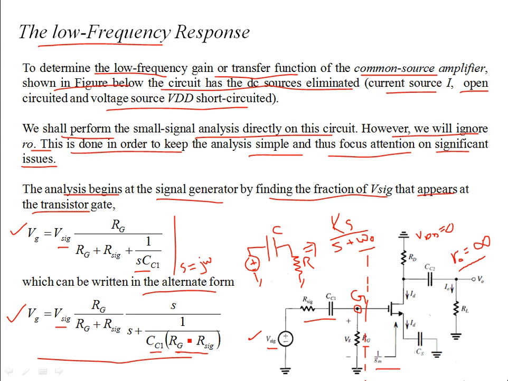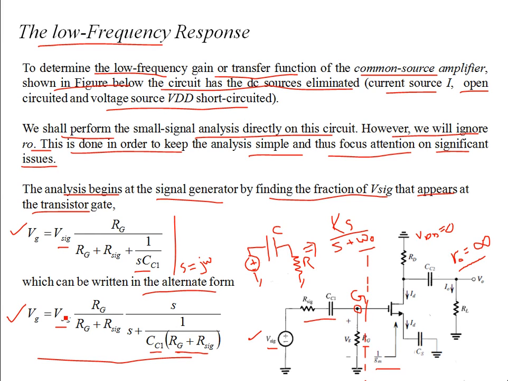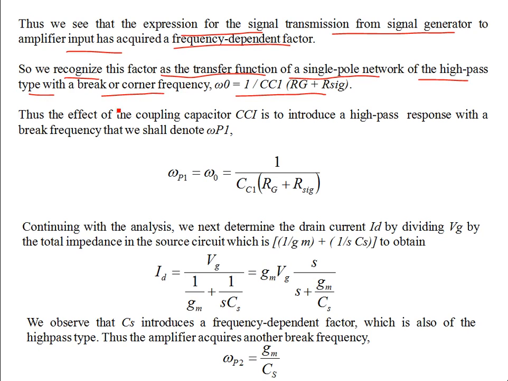So in terms of those external circuit parameters, we have the break frequency, or the 3 dB frequency, which appears in the transfer function relating the input signal source and the voltage available at the gate of the MOSFET. The effect of the coupling capacitor CC1 is to introduce a high pass response with the break frequency that we denote by omega p1. So omega p1 is 1 over CC1 times (RG plus R signal), and the time constant is the inverse of that, 1 over tau.